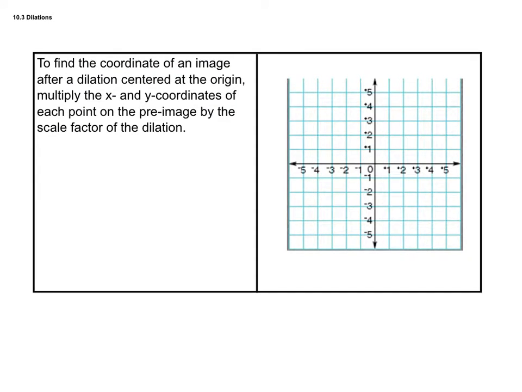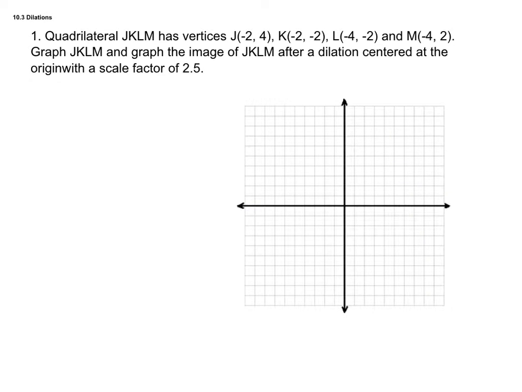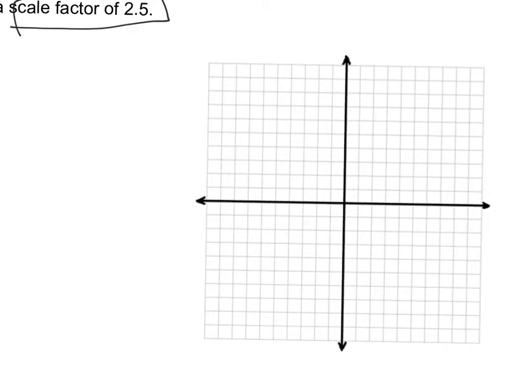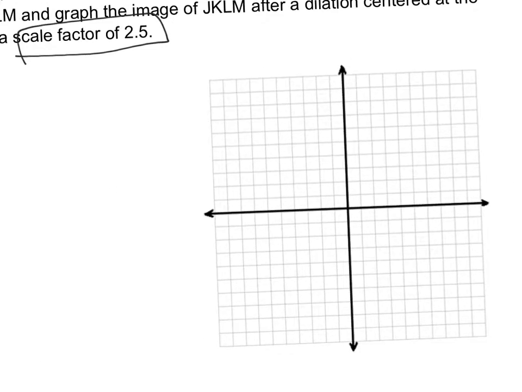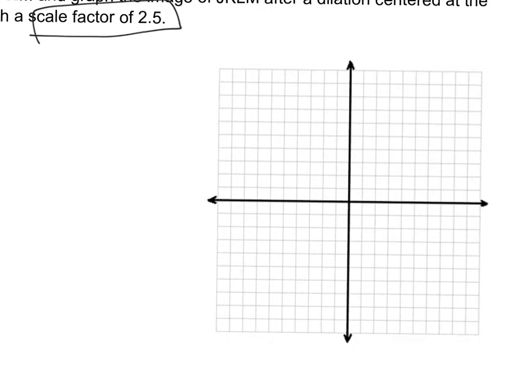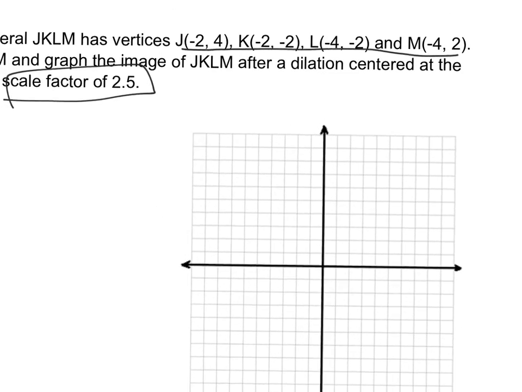So to figure out the coordinate of an image dilation at the origin, you take the x and y coordinates of each point and multiply it by a scale factor. So you're going to take everything and multiply it by the scale factor. So if I look, this is a quadrilateral, and it's got a scale factor of 2.5. So, a little bit big there. Let's go right about there. That looks acceptable. So, let's start with J.